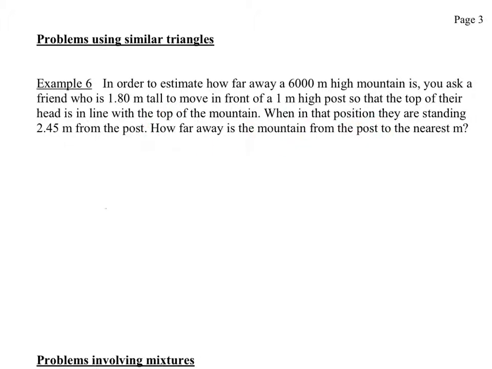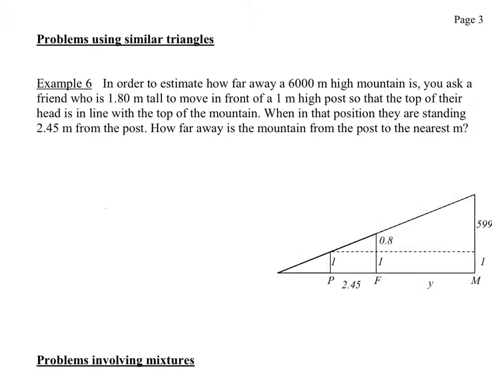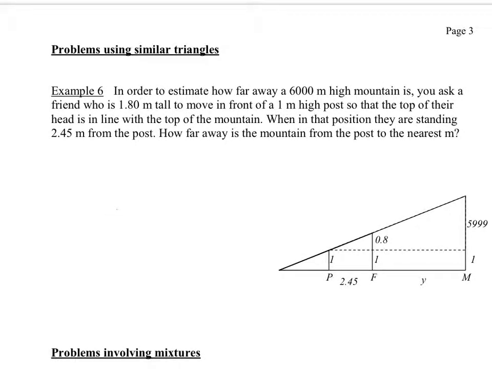post. Now, that doesn't make much sense until you've got some kind of a picture. And here's the picture. Now, let's just look at this. We have the post right here, 1 meter high. We have your friend, who is 1 meter 0.8, that's 1 meter plus another 0.8 up there. And then you have the mountain, which is 6,000 meters over here. In other words, that's 1 plus the 5,999.